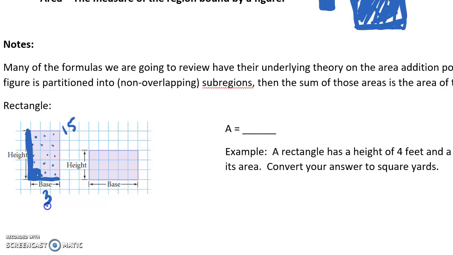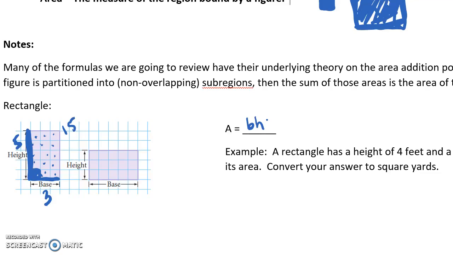Or, obviously, multiplying 3 units, squares, going left to right, times 5 going top to bottom gives you the product of 15. So the area formula, again, that we normally use is length times width, but for today, we're going to use base times height, where the base and the height are perpendicular to each other.